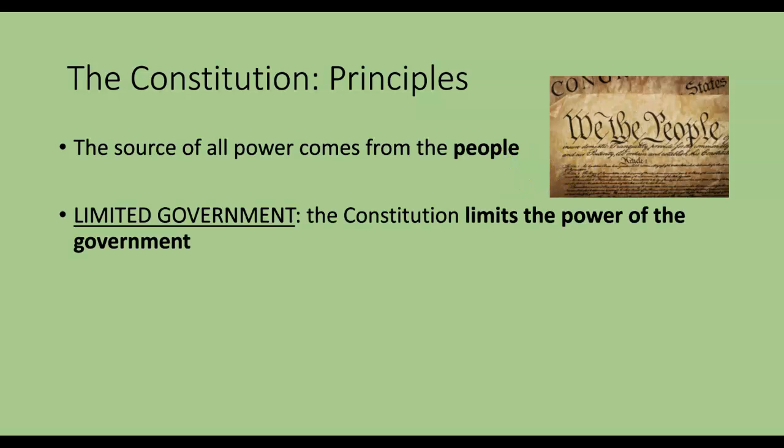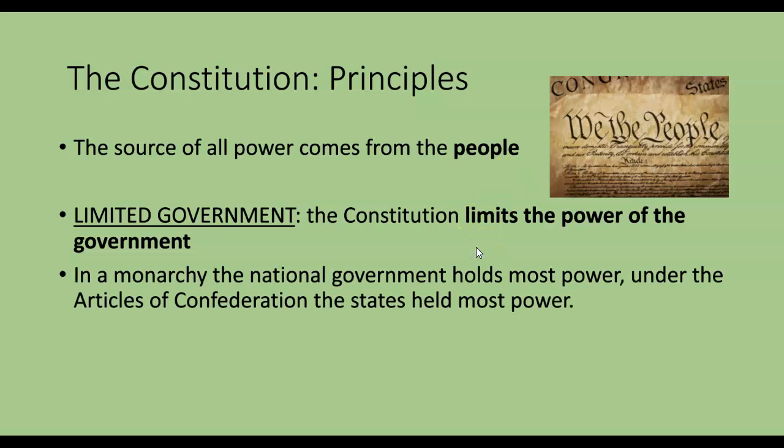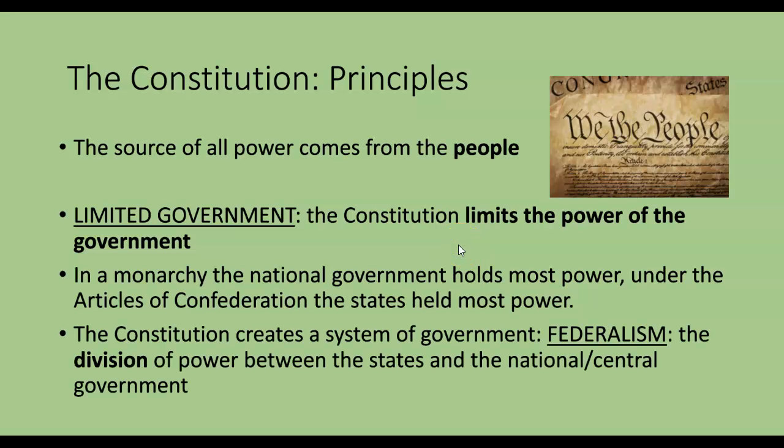The Constitution limits the power of the national government. It's a rule book which the government must follow to protect the rights of the people. In a monarchy, the national government holds most of the power. Under the Articles of Confederation, the states held most of the power. So they tried to look for a balance between the two. So the Constitution sets up what's considered a federal system of government. That's why we call it the federal government, all right? So federalism is the division of power between the states and the national government. And that's expressed in a number of ways.